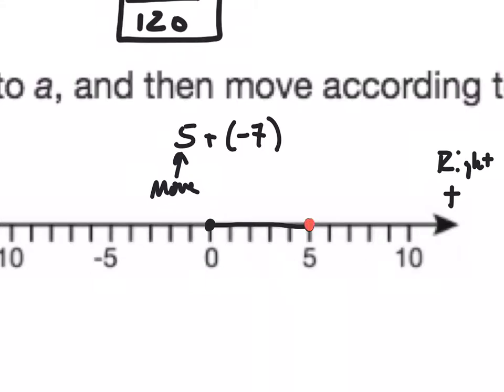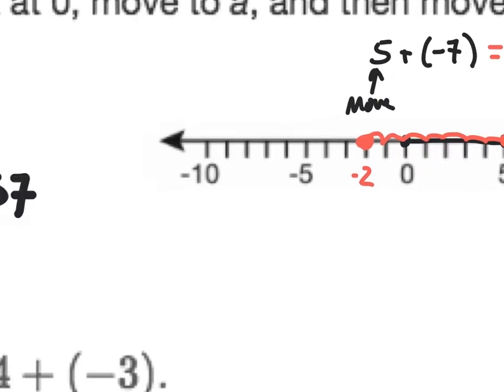So I'm going to start here at 5, and I'm going to count over 1, 2, 3, 4, 5, 6, 7, and that's where I stop. And that number there is -2. Okay, and so that's how I would do this, and I would say that if you add those two numbers together, you get -2.